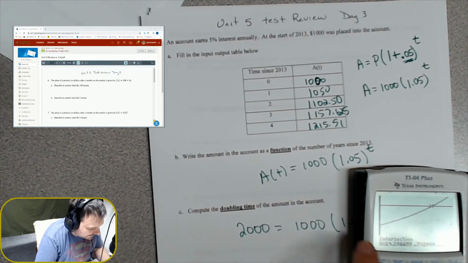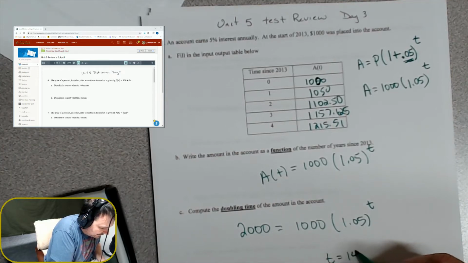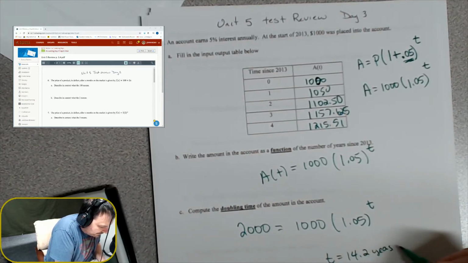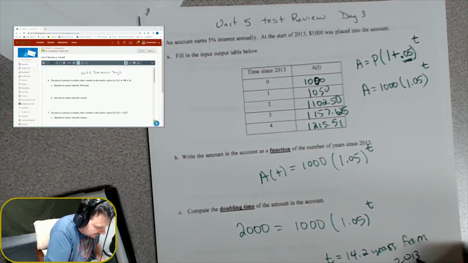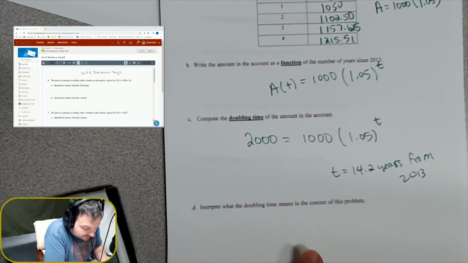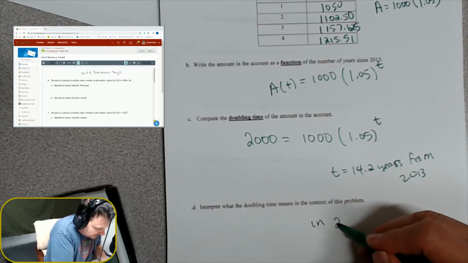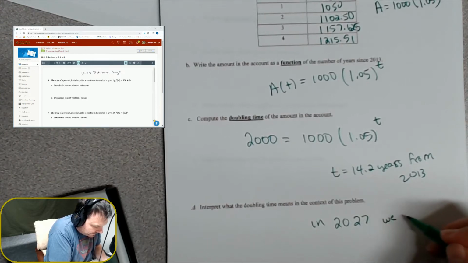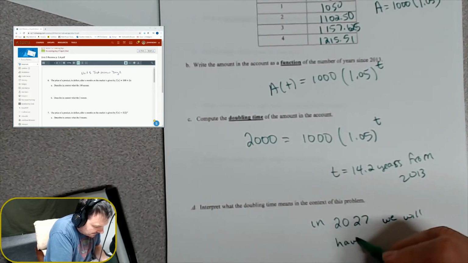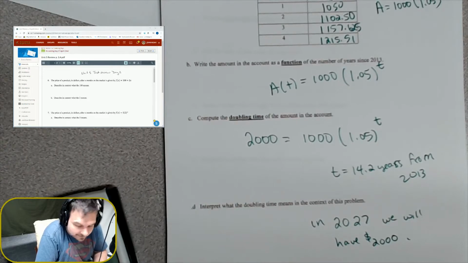And it looks like about 14.2 years when t is 14.2 years. Now remember, years from, what's the starting year? From 2013. Don't forget about that. We're starting at 2013. So what does this mean? Let's see if we add 14 years to that, 2027, we will have $2,000. It takes 14 years to double our money at this interest rate. That's what we're talking about there.